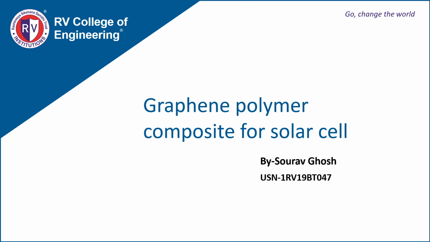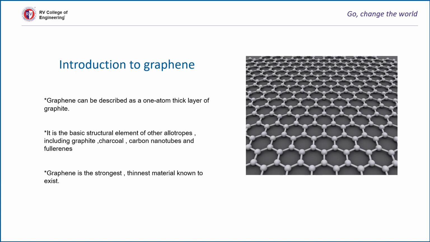So let's begin. Graphene. Where does this graphene come from? Graphene comes from the carbon family. Graphene is one of the allotropes of carbon. It is the world's strongest material, even stronger than diamond. It is a 2D material, one atom thick. It is a sheet of carbon structure. It is a basic structure element of other allotropes, including graphite, charcoal, carbon nanotubes, and fullerenes.